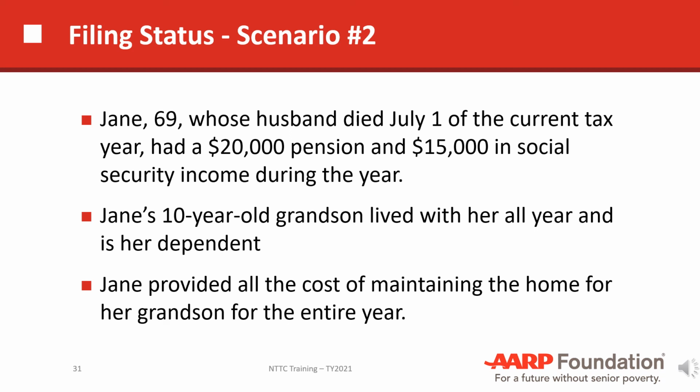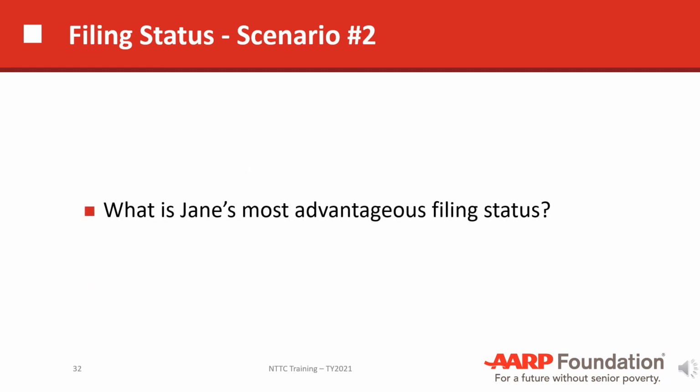Scenario number 2 for filing status. Jane is 69 years old, whose husband died July 1st of the current tax year. She had a $20,000 pension and a $15,000 Social Security income during the year. Jane's 10-year-old grandson lived with her all year and is her dependent. Jane provided all the cost of maintaining the home for her grandson for the entire year. Jane's most advantageous filing status.